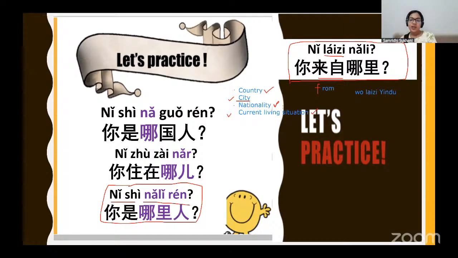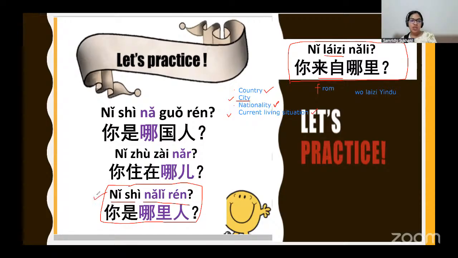Okay. Am I clear that Chinese people can ask either of the questions, either our country, city, nationality, current living situation. But we can only ask Chinese people two questions. You can either ask them Nisha Naliran.